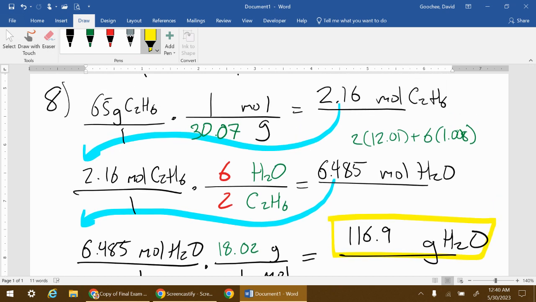You might be like, but we only had 65 grams of ethane. How did we get even more water? Well, because we consumed a lot of oxygen, and that adds to the weight.